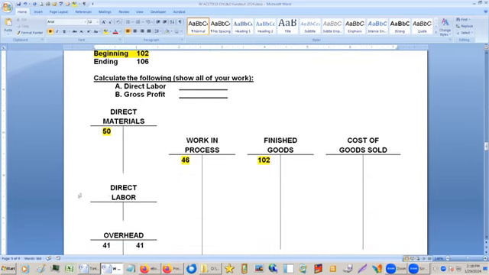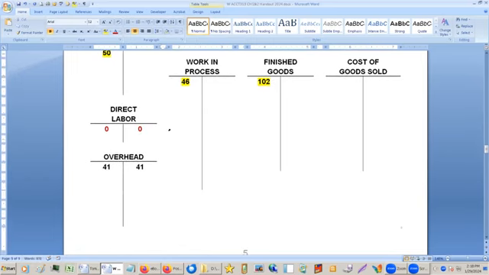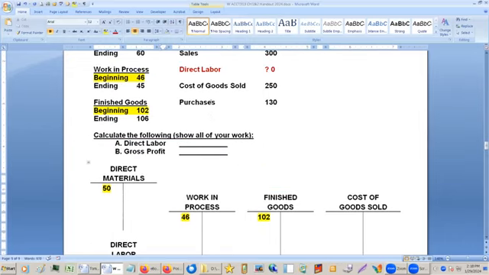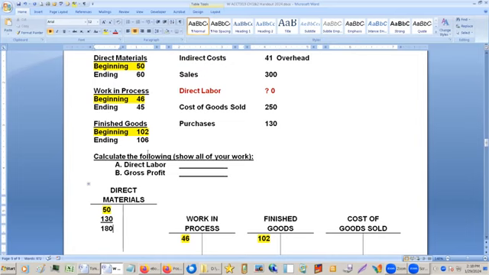Okay, direct labor. Now, here is where we don't know the number, and I am going to put in 0. Now, I know that it is not 0, but it's going to give me a cost of goods sold that will allow me to figure out what the direct labor should be. Is that it? No, purchases. Okay, purchases were 130. So we had 180 available in the direct materials.